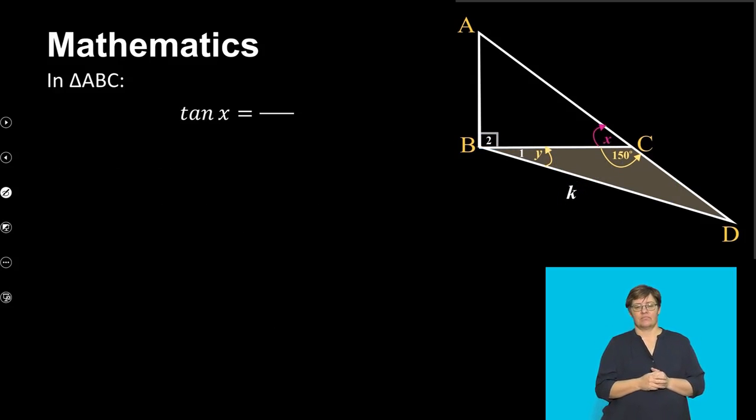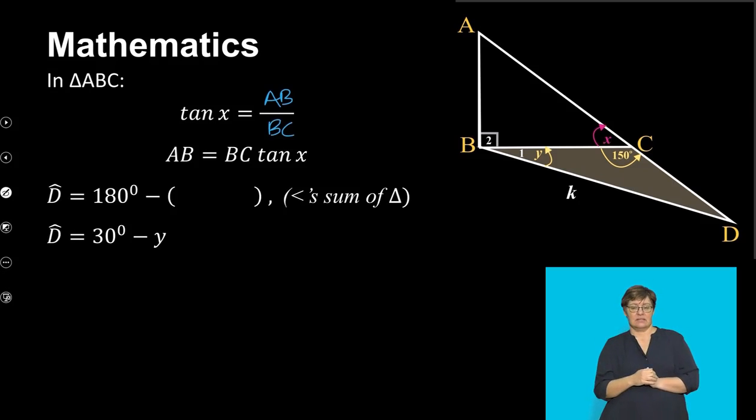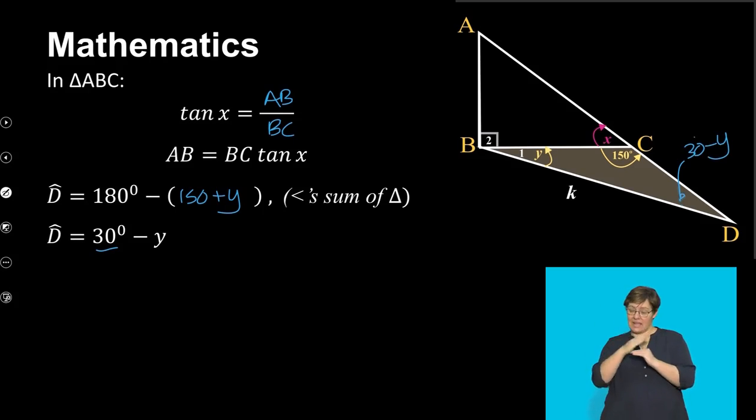In triangle ABC, we said tan X is equal to AB over BC. Rearranging that, AB is equal to BC times tan X. Then we find our angles like we said. Angle D will equal 180 minus 150 minus Y. So angle D is going to equal 180 minus 150, which is 30, minus Y. So now we know that this angle is 30 degrees minus Y.